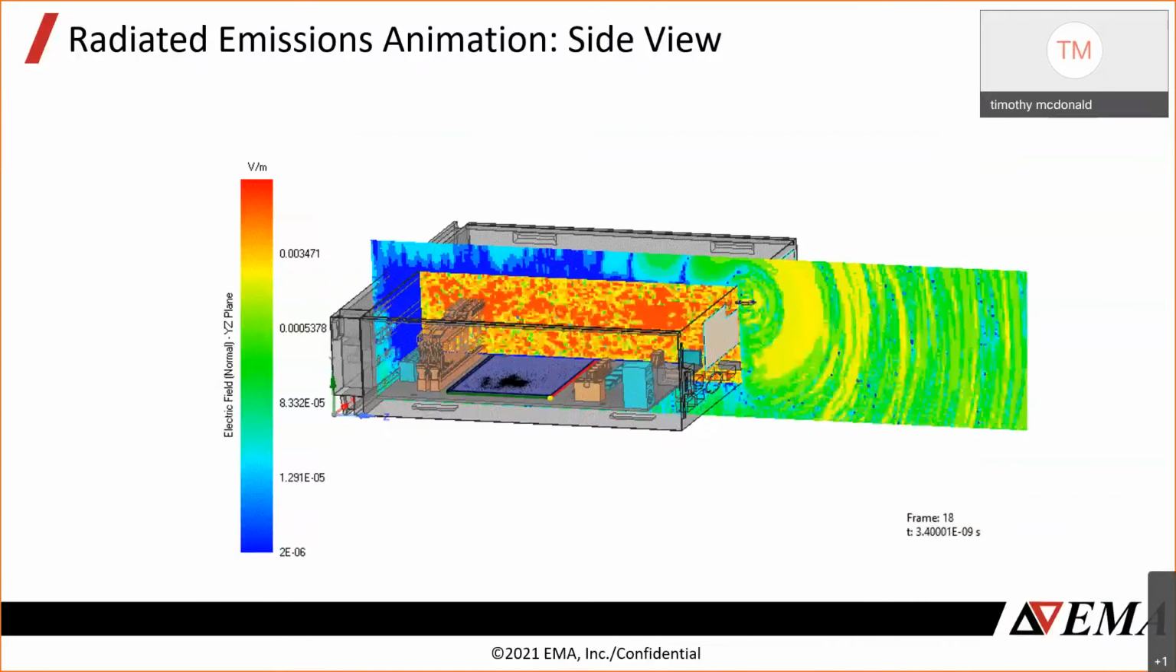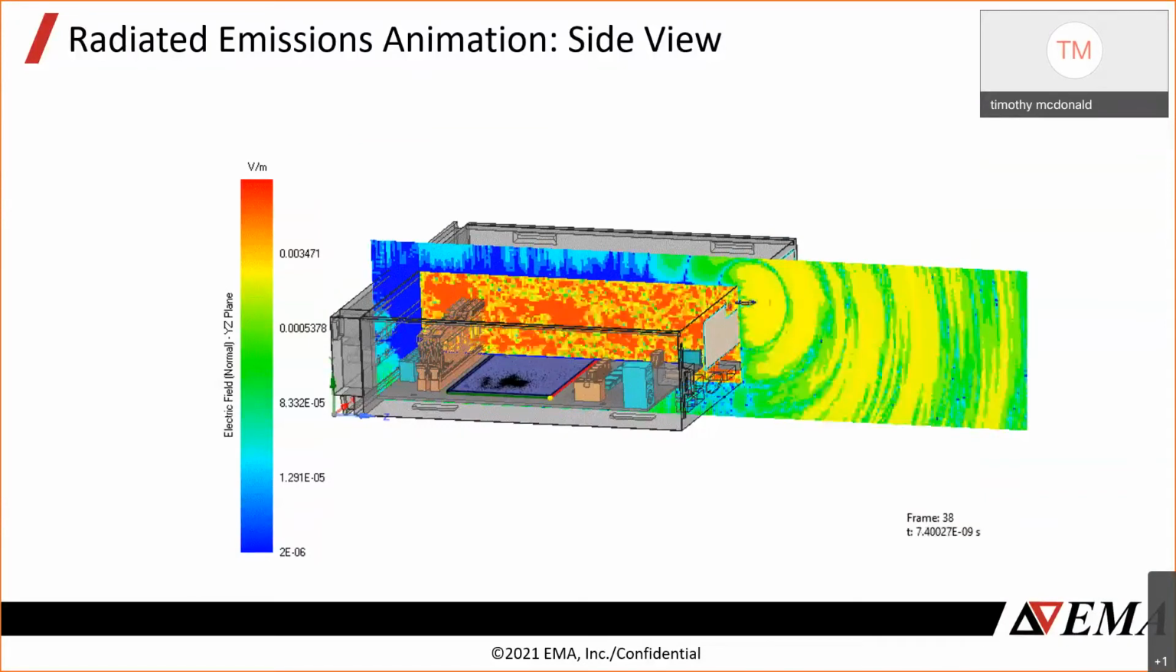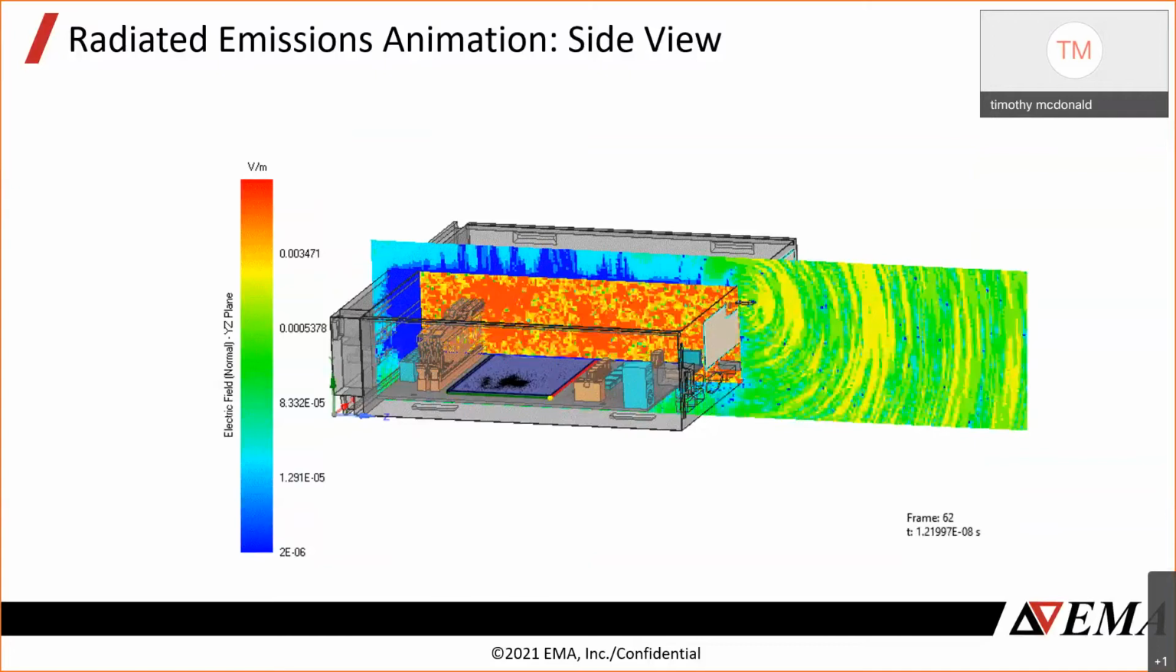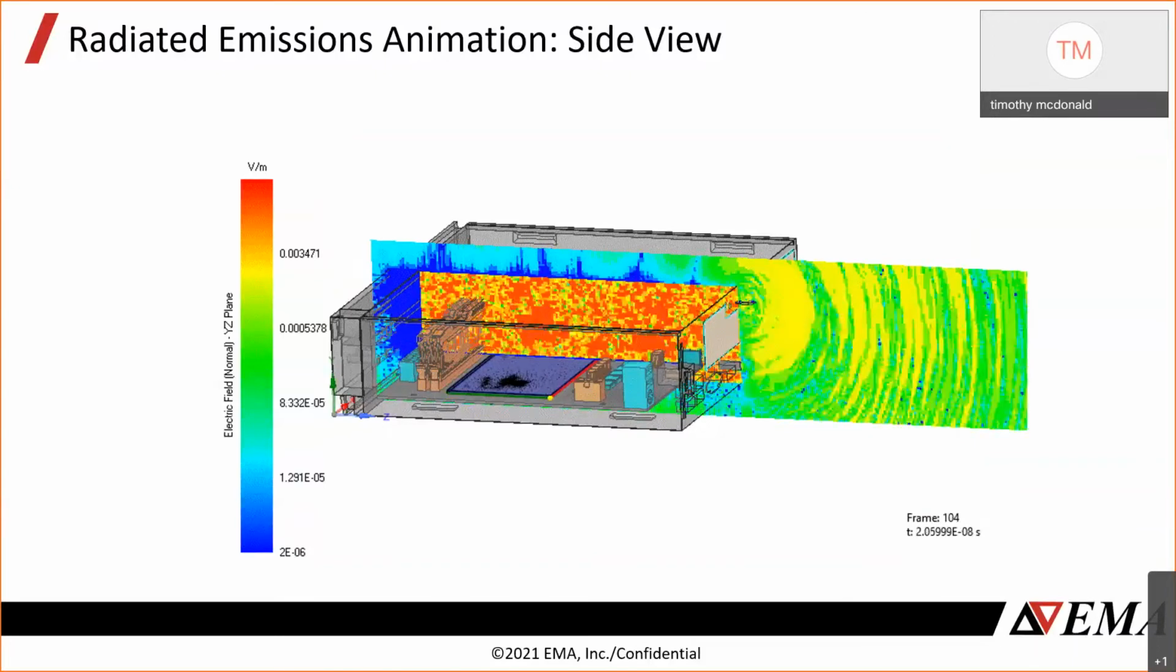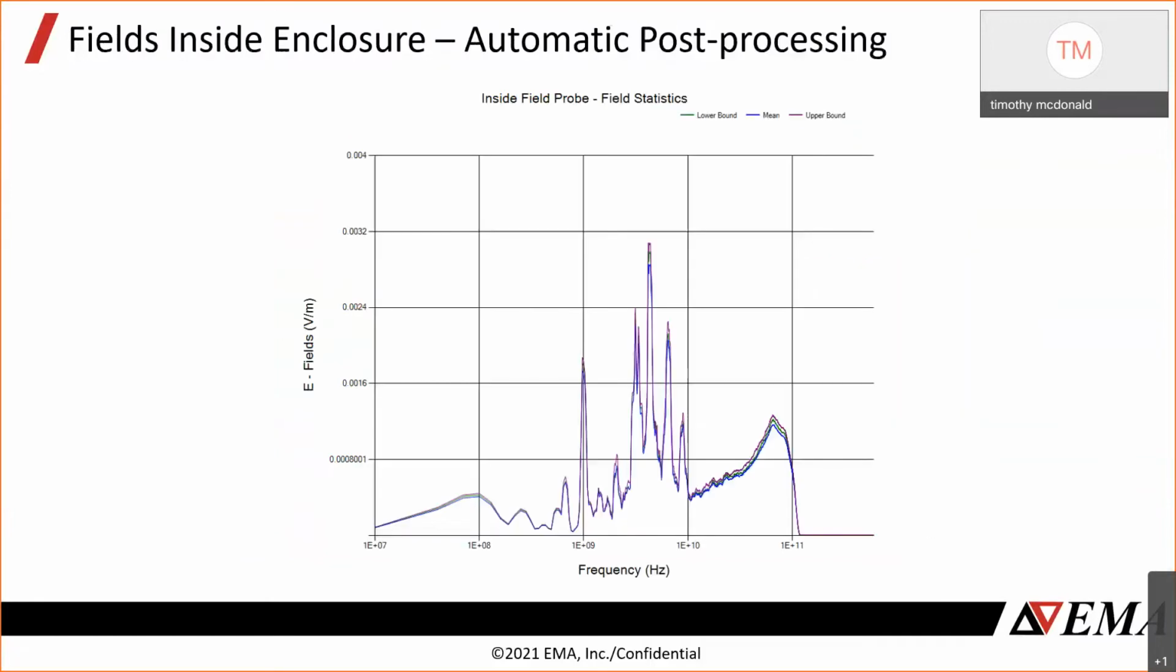Again, this is the same concept, just a side view. And again, you can see the SIwave field import Galileo board present there as well. It's what's creating those fields in this model. And then we can probe the fields inside the enclosure. In this case, we're at 4 millivolts per meter E field.